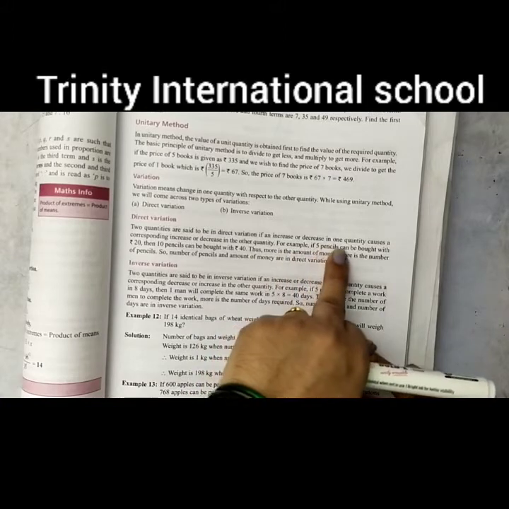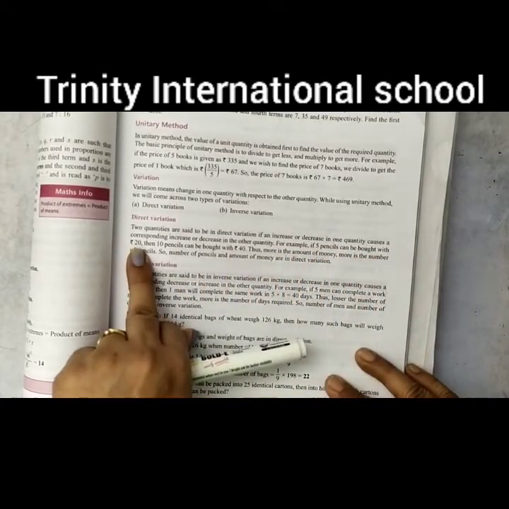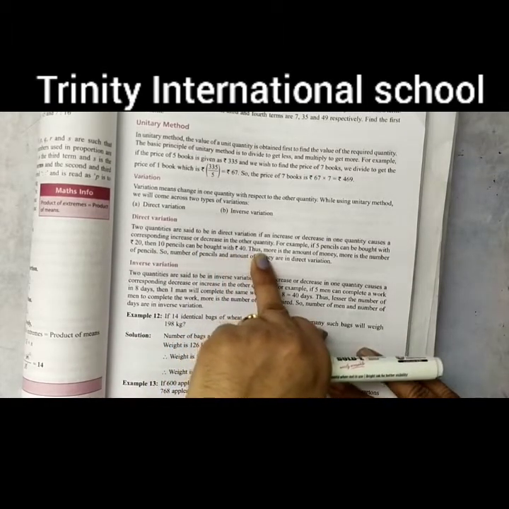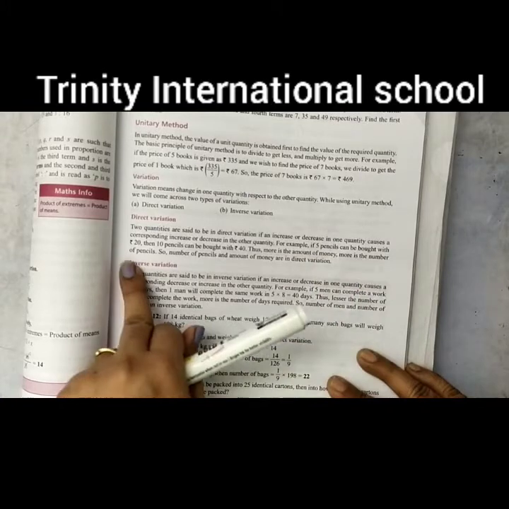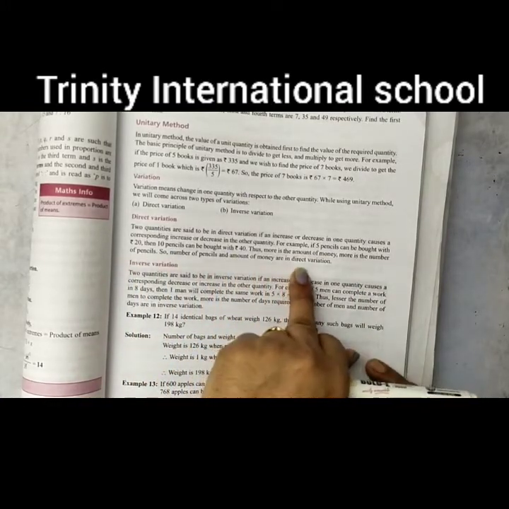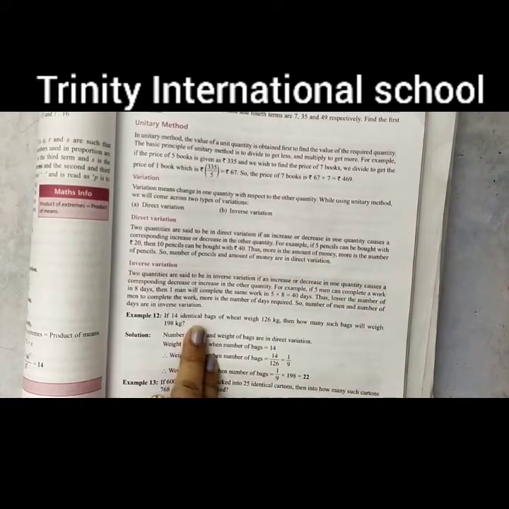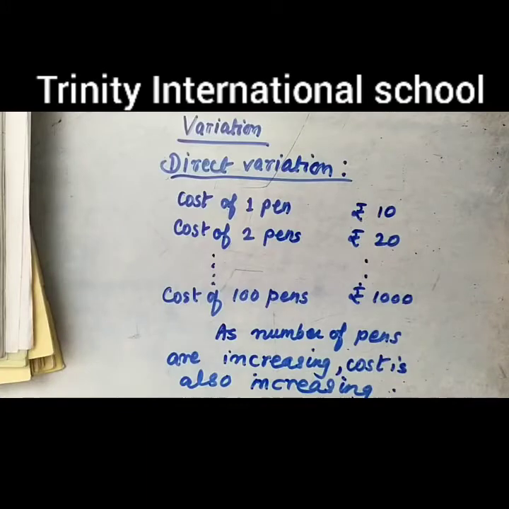For example, if 5 pens can be brought with rupees 20, then 10 pencils can be brought with rupees 40. Thus more is the amount of money, more is the number of pencils. So the number of pencils and amount of money are in direct variation. Okay, now let me explain this. Now see, direct variation. Direct variation means 2 quantities are said to be in direct variation if there is increase or decrease in one quantity causes a corresponding increase or decrease in the other quantity.